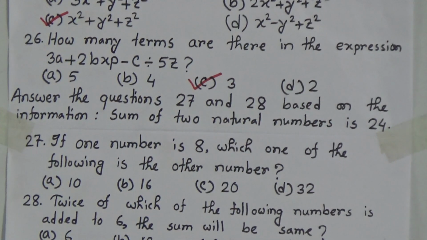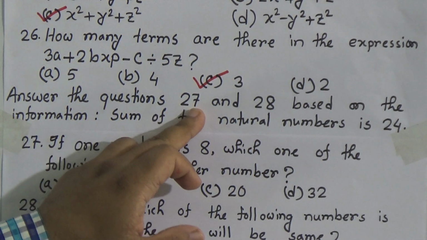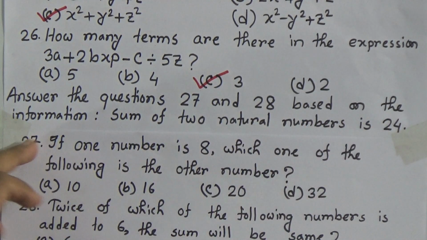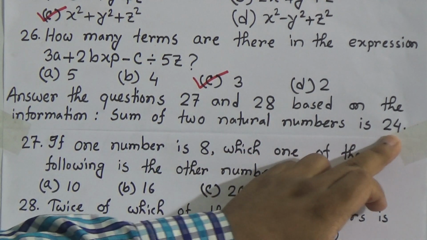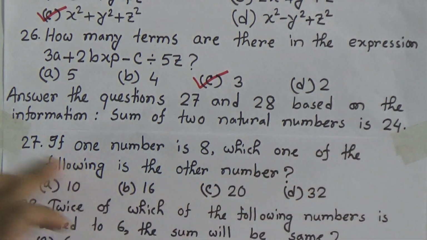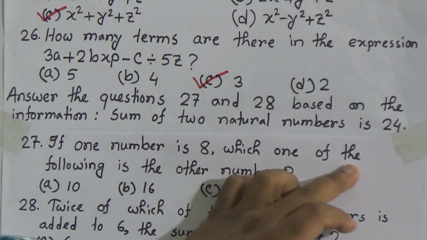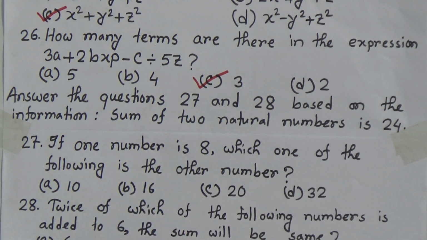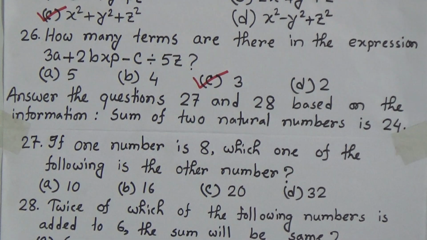Okay, dear students. Now, next is answer questions 27 and 28 based on the information. The information says that the sum of 2 natural numbers is 24. Number 27: if one number is 8, which one of the following is the other number? We have to find out the other number. One number is given, 8, and the sum of the 2 numbers, 24, is also given.